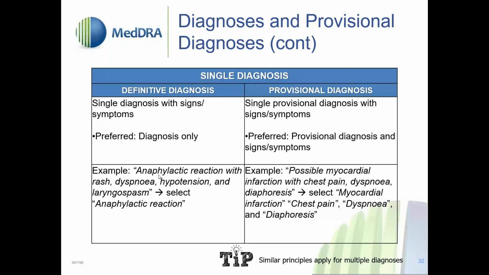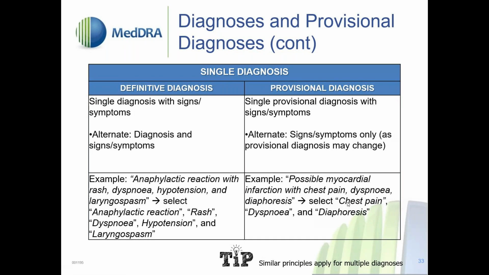And in the case of signs and symptoms that are reported with one provisional suspect diagnosis, all signs and symptoms and the provisional diagnosis are to be coded. In case signs and symptoms are reported with several suspect diagnoses, all signs and symptoms and all provisional diagnoses are to be coded.